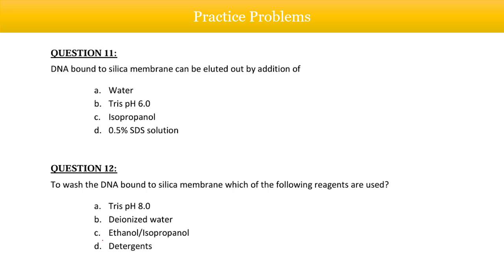The next one, that's the DNA isolation when you are adding that supernatant into the column. So it's a question related to that. DNA bound to silica membrane can be eluted out by the addition of. So what do you need to add to elute the DNA out of the silica membrane or the silica column? Is it water, isopropanol, Tris of pH 6, or an SDS solution?